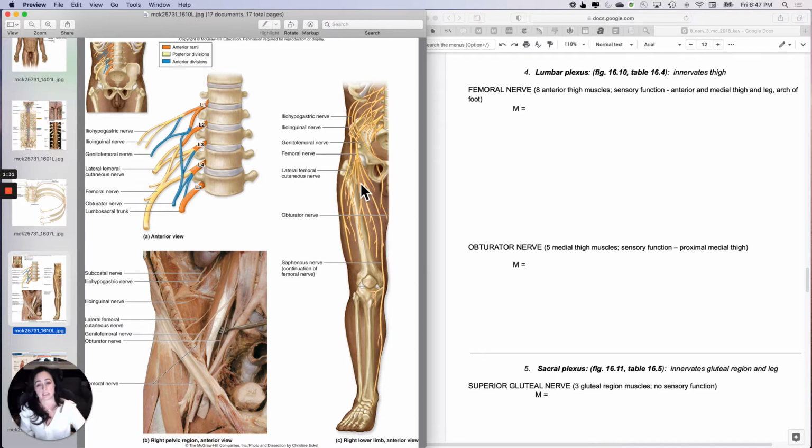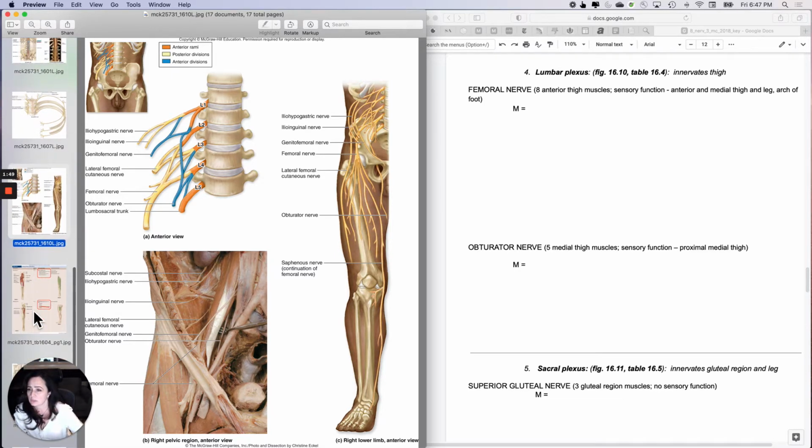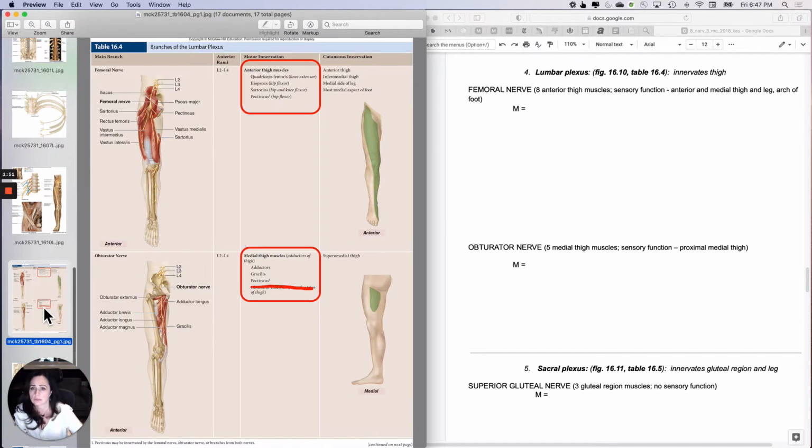The femoral nerve is easy to find because it runs right anterior down the thigh. And it does innervate most of the anterior, or 8 anterior thigh muscles. And then its sensory function is the anterior thigh and the medial thigh, also the medial leg. So let me show you its sensory locations. So all the way down the middle, anterior thigh, and then all the way down the medial surface of the thigh and the leg.